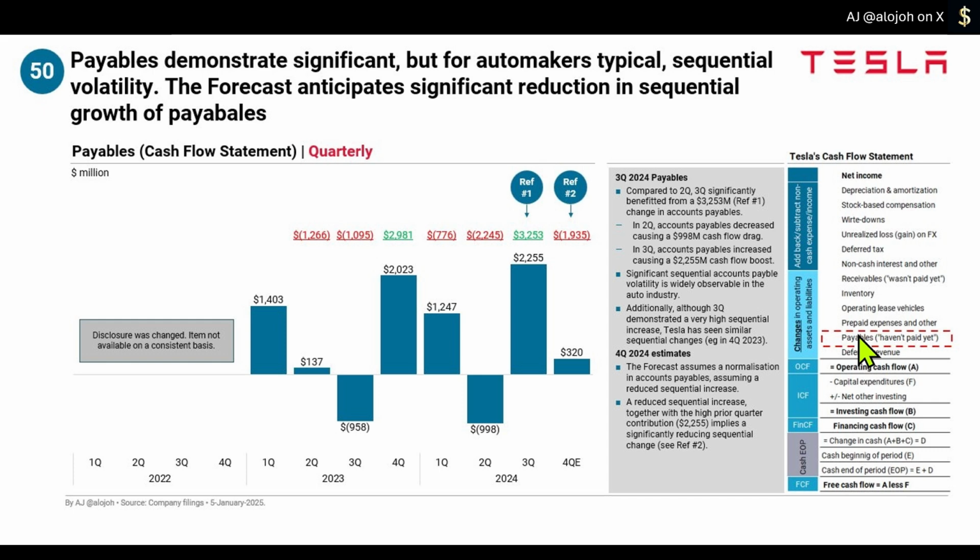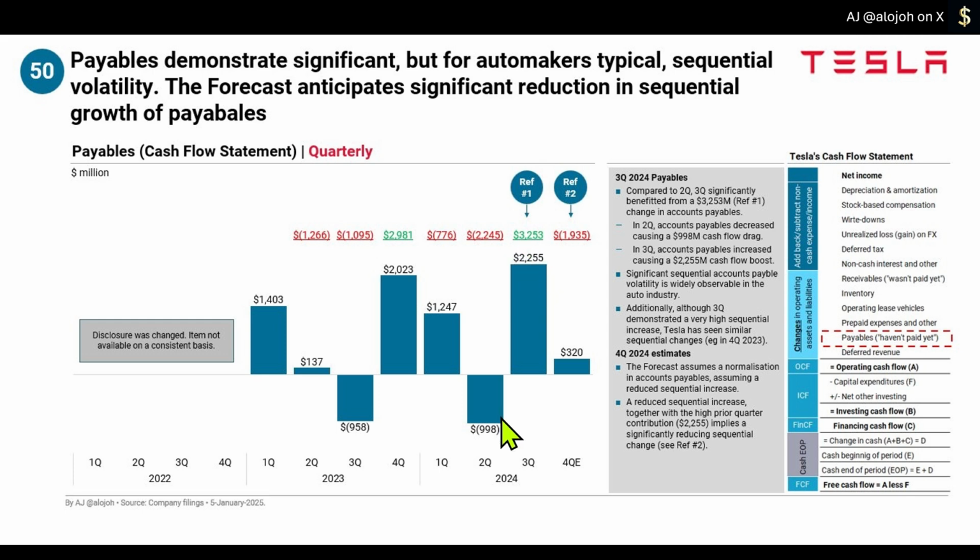You pay your suppliers super late. There are also other reasons. That's why you have to look into the definition of payables. For example, if we look at Tesla in 3Q, payables added a huge positive. So payables created a positive effect, is the correct way of putting it, of 2.3 billion.